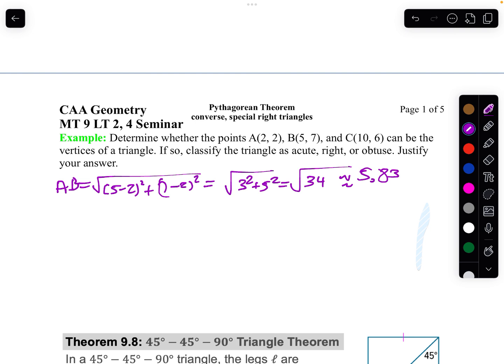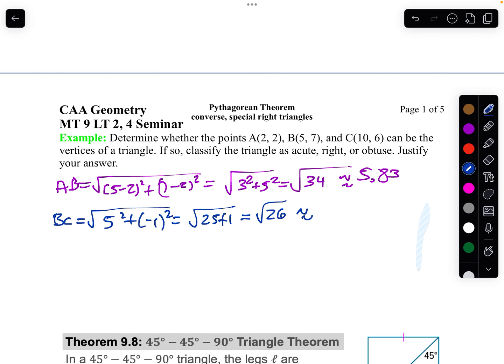Next, let's do BC. Now I'm not going to show my subtraction here, but 10 minus 5 is 5 squared, plus 6 minus 7 is negative 1 squared. So I'll get 25 plus 1, which is the square root of 26. And if I take the square root of 26 in my calculator, I get about 5.1.